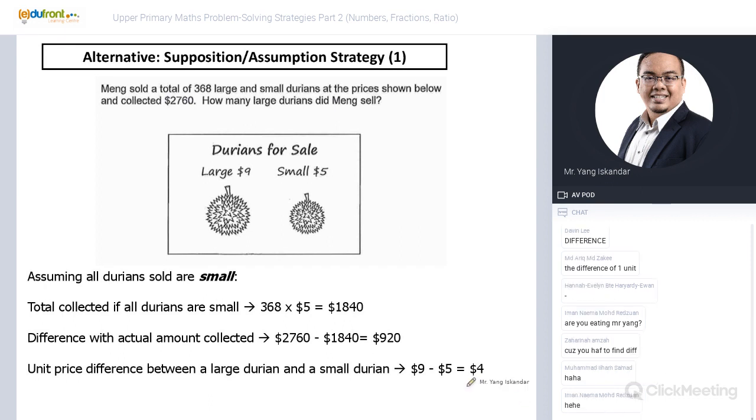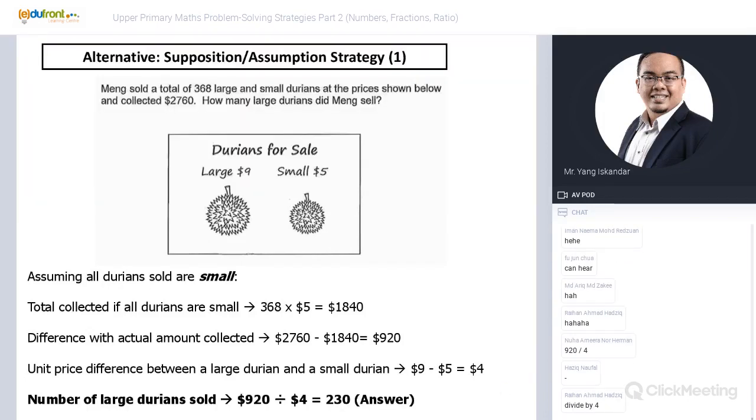Okay, so $9 minus $5 equals $4. Now, what is the next step? You divide. Correct or not? You divide 920 divided by 4. Excellent, right? And then you get 230 and you get the answer, right? So because why? Now this 920 is due to the large durian, and since the difference is $4, when you divide, you get 230, right? So this is the total number of the large durian. Easy peasy? Easy, right? Rather than doing the guess and check method.